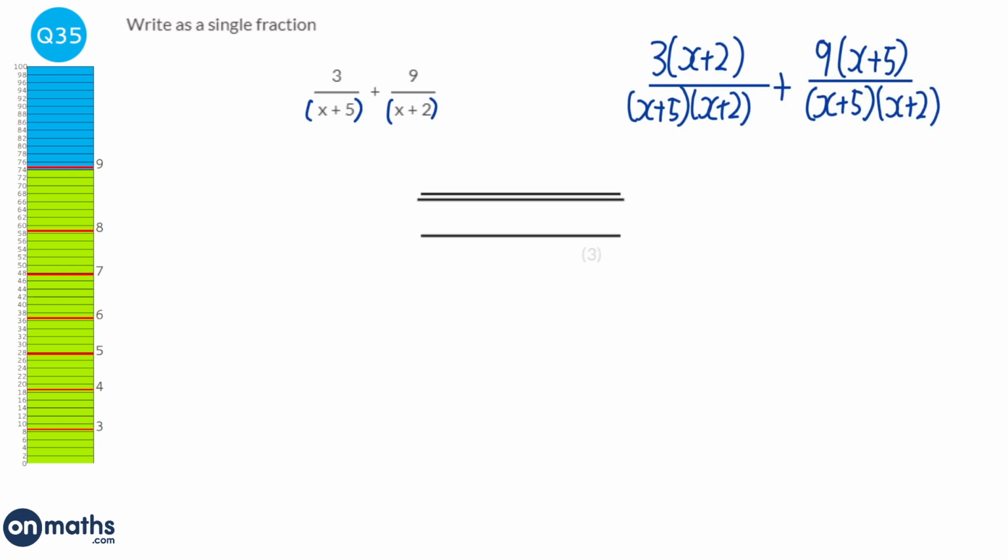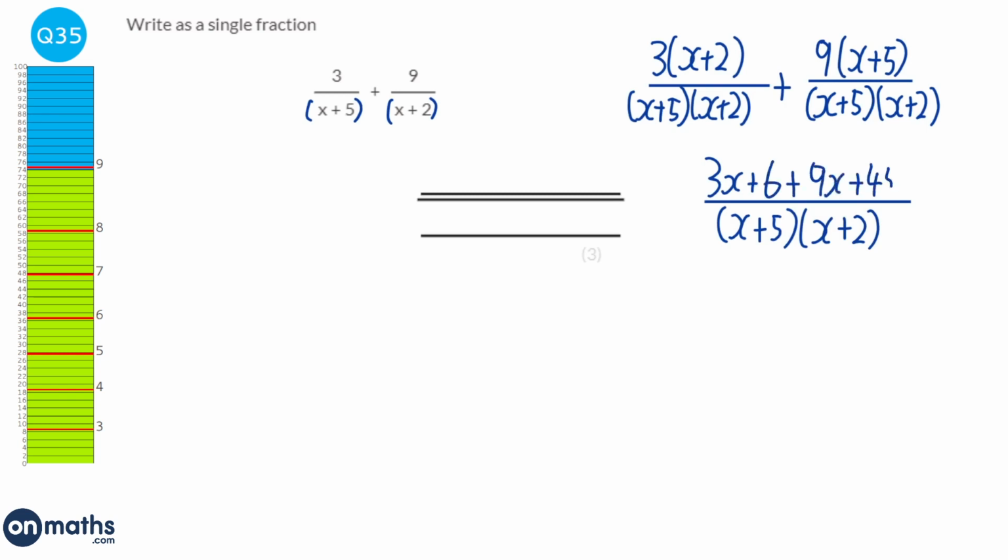I'm going to do 2 things at once here. I'm going to add the numerators, but I'm also going to expand the brackets at the same time. So 3x plus 6, expanding the first bracket, plus 9x plus 45, expanding the right hand bracket. So we can simplify the numerator now, and we can have 12x plus 51. 3x plus 9x, which is 12x, and then 6 plus 45, which is 51.